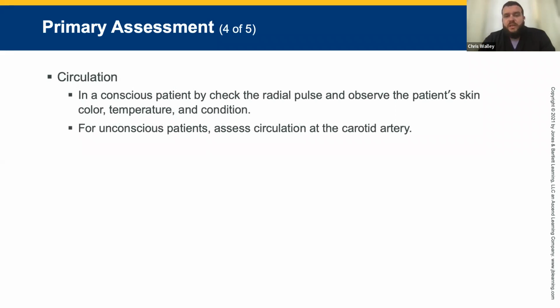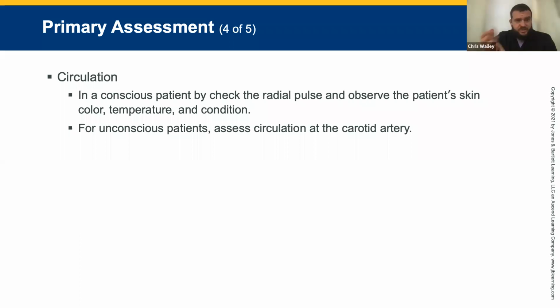In a conscious patient, check the radial pulse and observe the patient's skin color, temperature, and condition. For unconscious patients, assess circulation at the carotid. So I'm going to check here. If everything's good here, if everything's good there, you know that the heart is at least pumping this far. So that's where we are.